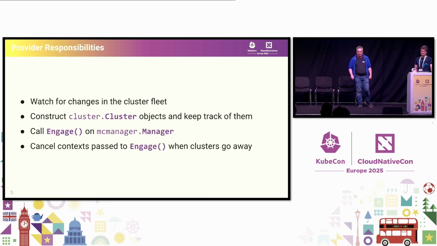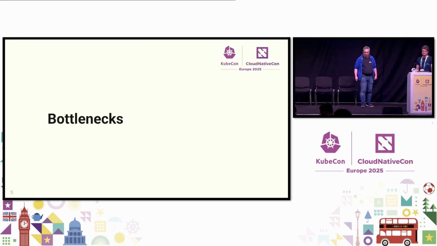To sum up, a provider's responsibility is to watch changes in the cluster fleet. This is highly specific to which cluster manager, which fleet manager you use. And if there's a new cluster, construct the cache object and the client and put it into the controller runtime cluster object. Remember that in some map, so keep track of those clusters. Engage them on the manager, so the manager knows about them. And when the cluster goes away, cancel the context. That's all you have to do.